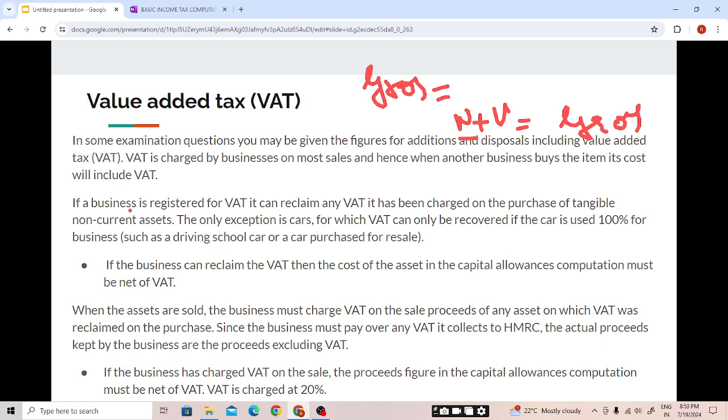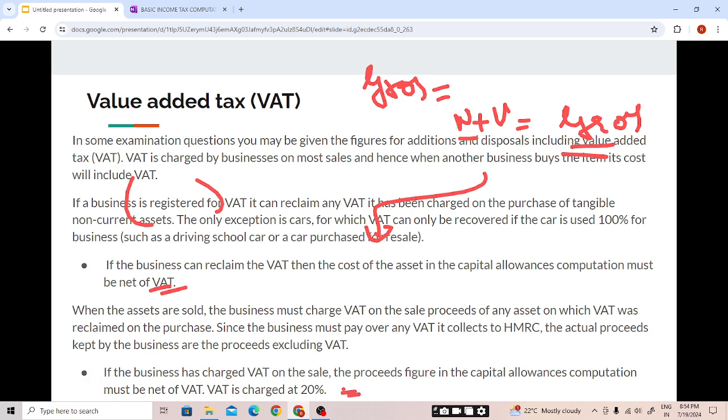And if we are registered and we are able to claim, the cost of the asset will be net of VAT. If we are not VAT registered, we will calculate on the gross amount. When the assets are sold, the business must charge VAT on the sale proceeds of any asset on which VAT was reclaimed on the purchase. Since the business must pay over any VAT it collects to HMRC, the actual proceeds kept by the business are the proceeds excluding VAT. If the business has charged VAT on the sale, the proceeds figures in the capital allowance computation must be net of VAT.